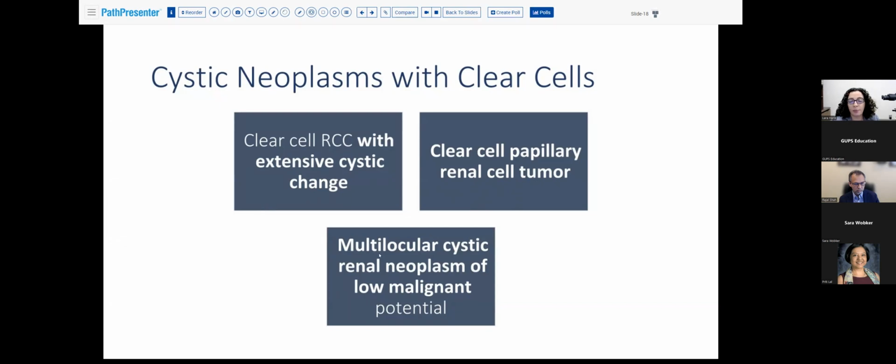It also encompasses multilocular cystic renal neoplasms of low malignant potential. A few years back, this used to be called multicystic renal cell carcinoma, also downgraded to a neoplasm of low malignant potential due to its indolent behavior. And then, of course, in this differential diagnosis, we include clear cell renal cell carcinoma with extensive cystic change.